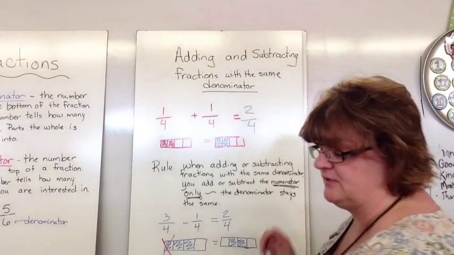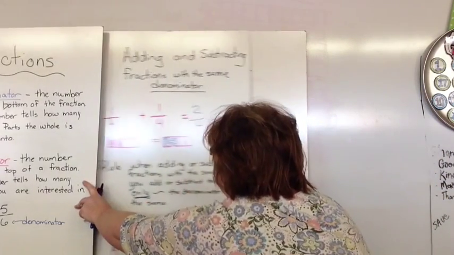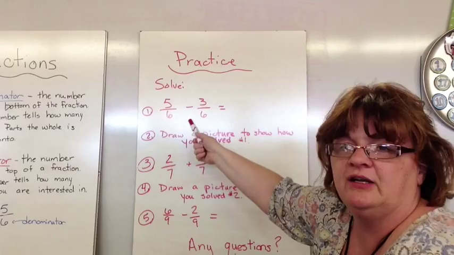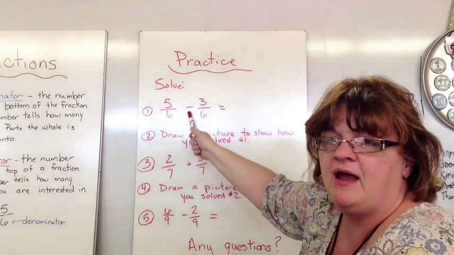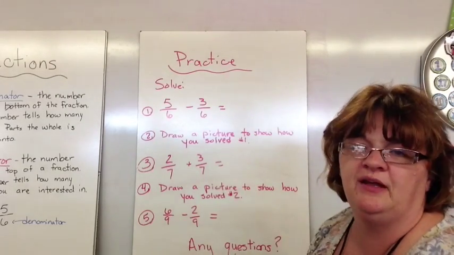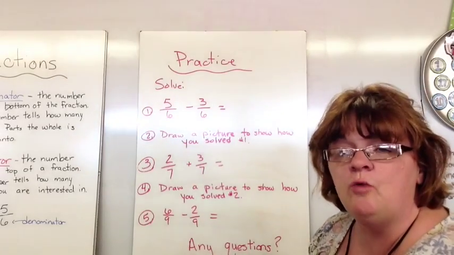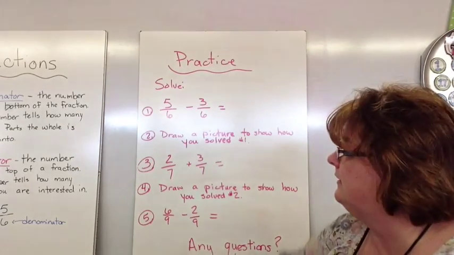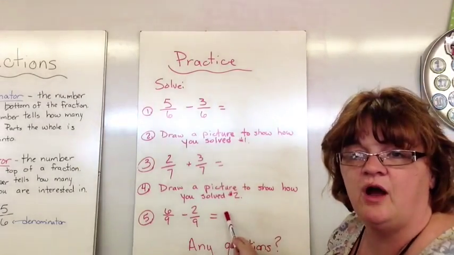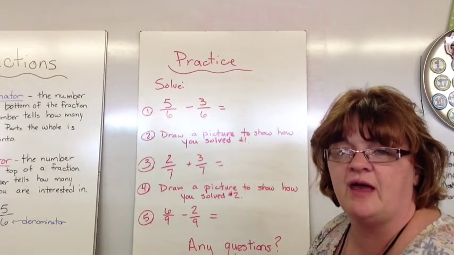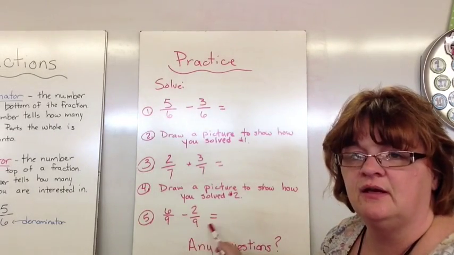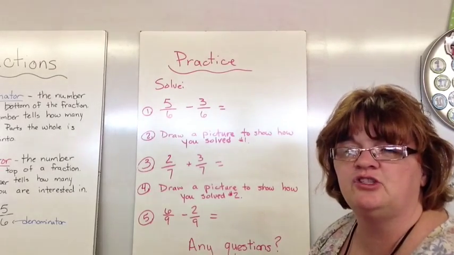Okay, let's go ahead and give you some practice problems to work on at home. The first problem is written here, and it is 5/6 minus 3/6. Go ahead and write your answer here, and then I want you to draw a picture like I did on the practice board to show me how you solve that problem. Your second problem is 2/7 plus 3/7. Go ahead and write your answer here and then draw a picture in your book to show me how you solve that problem. And your last problem is 6/9 minus 2/9. Just write the answer. You don't have to draw a picture for that last one, just the answer.